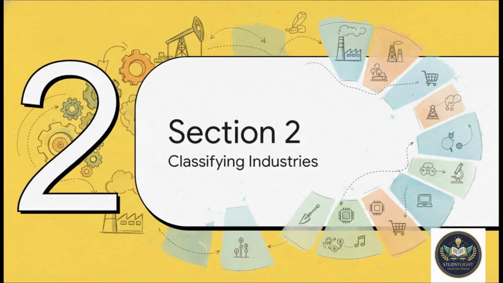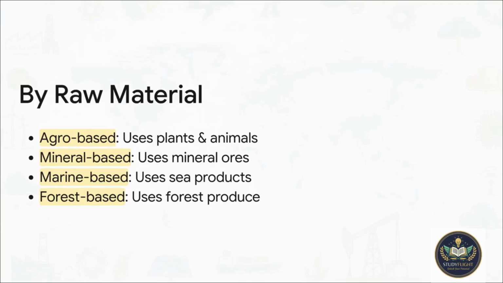Okay, so we've got this basic framework down. But how in the world do we make sense of the millions of different industries out there? Well, the easiest way is to start classifying them, sorting them into different categories. One of the simplest ways to do that is just by looking at their raw materials. Where do they get their stuff?